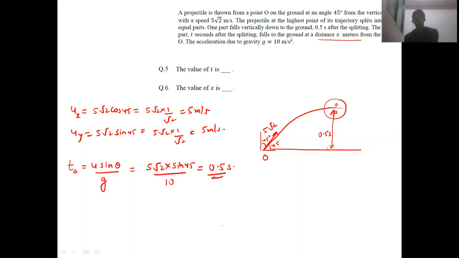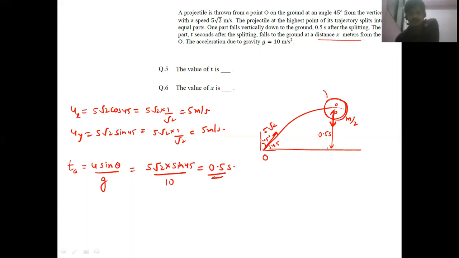Okay. Now, at the highest point, the projectile got split up into two equal parts. The first part falls vertically downward. The first part, that will be m by 2 mass, falls vertically downward, and in which direction the other part will go, that we need to be concerned about.